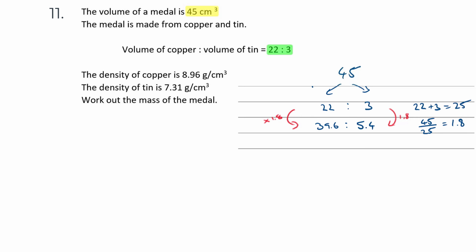Okay. Now we know the density of copper. It's 8.96 grams per cubic centimeter, and we know the volume of copper, so we should be able to work out its mass. I know that density is equal to mass divided by volume, isn't it? Density equals mass divided by volume. But in this case, I know the density and I know the volume. I want the mass. So mass is going to be rearranging that, moving that up there. Look, I'm going to get mass is equal to density multiplied by volume.